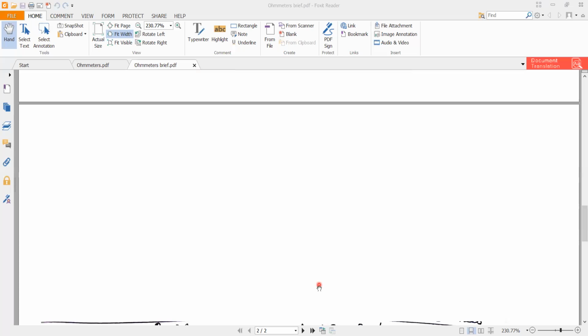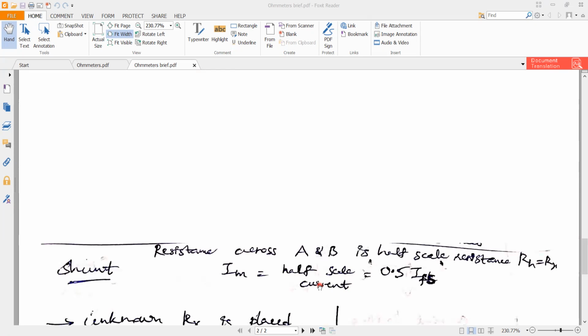This is about the series ohm meter. Next one, shunt ohm meter.